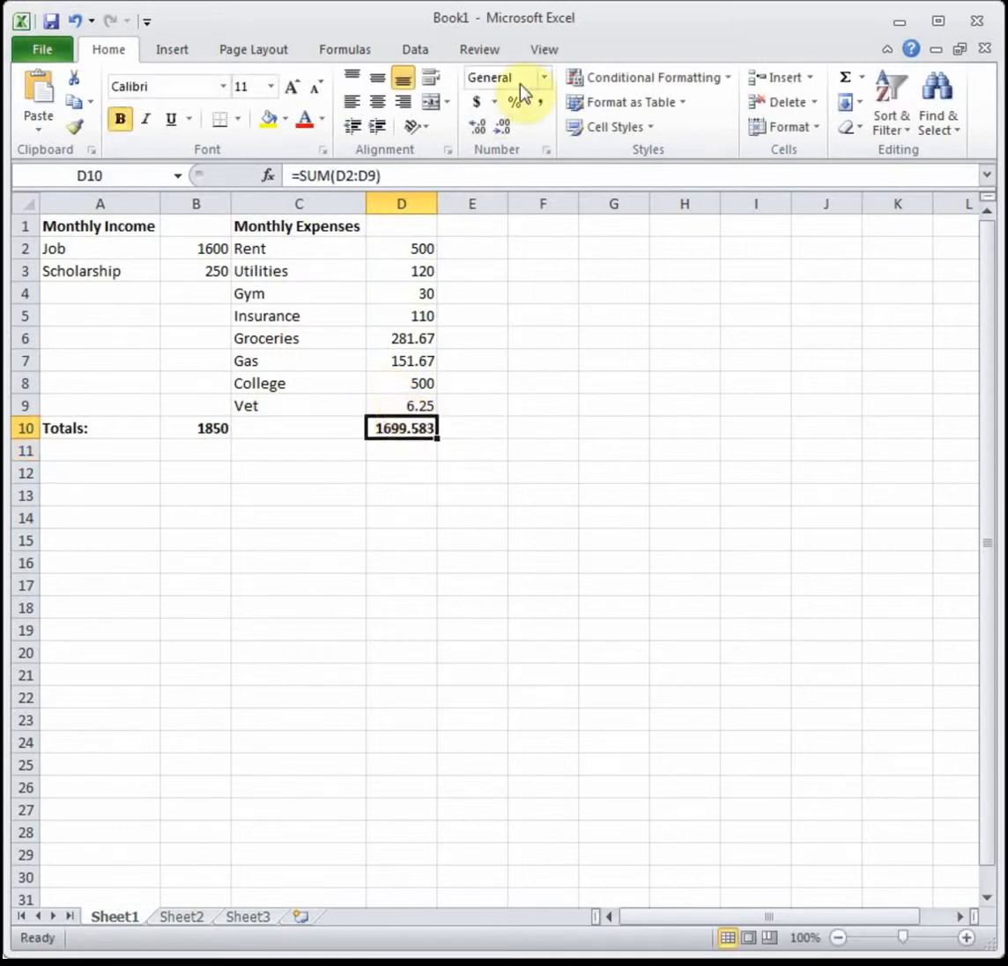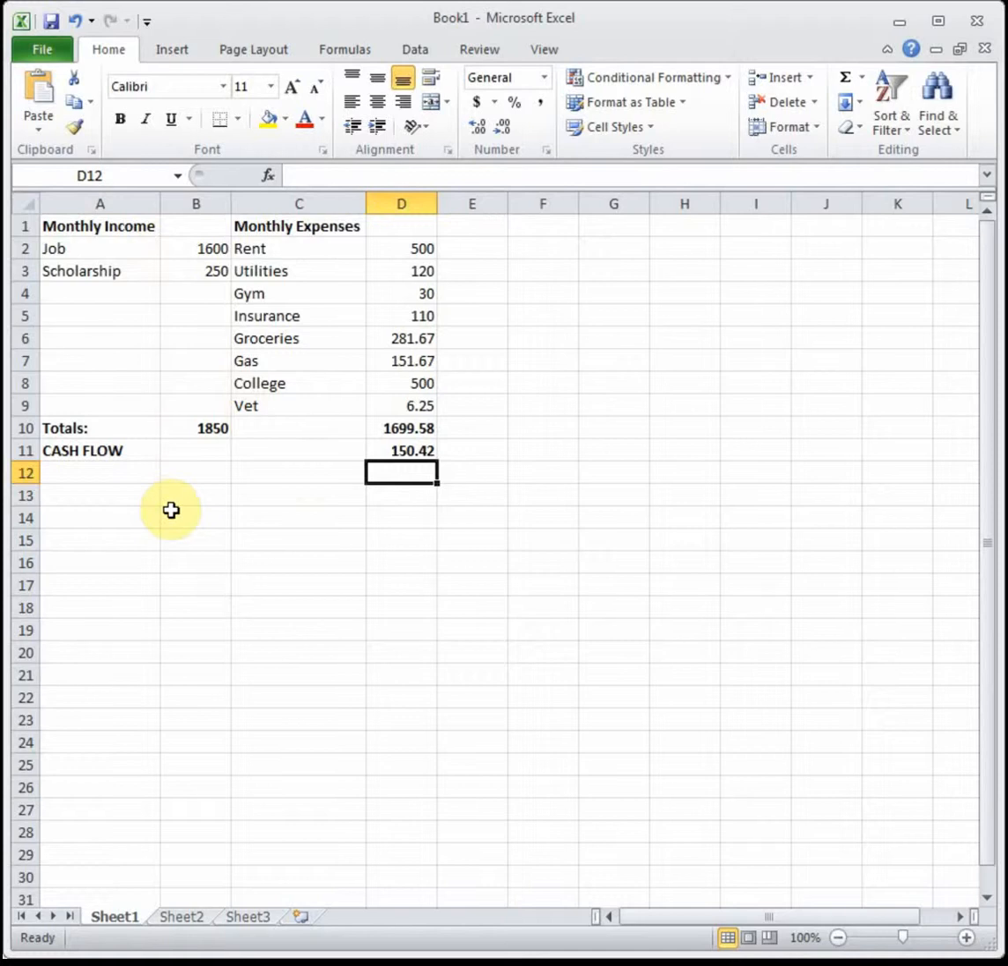All right, so the last thing that we want to do is calculate our cash flow. Cash flow is our income minus our expenses. So for our cash flow, we see that she has an extra $150.42 left over at the end of every month, and she could put that money towards clothes or savings or whatever it is that she needs to spend her money on. But this is good that she has a positive cash flow, because that means she is not spending all of her income on a monthly basis. She has a little bit left over.